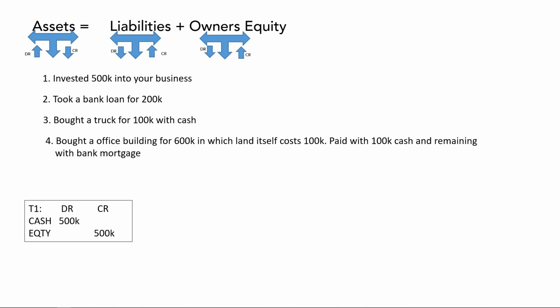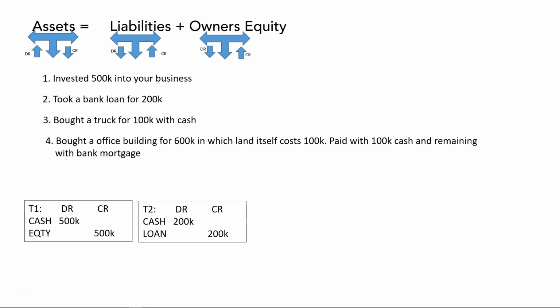Transaction 2. We borrowed 200k cash from bank. So the asset cash again increased, which means cash is debited. How did we get the cash? Through bank loan, which is a liability, and the liabilities increase with credit. By doing this, we are indirectly enforcing our accounting equation, assets equal to liabilities plus owner's equity.